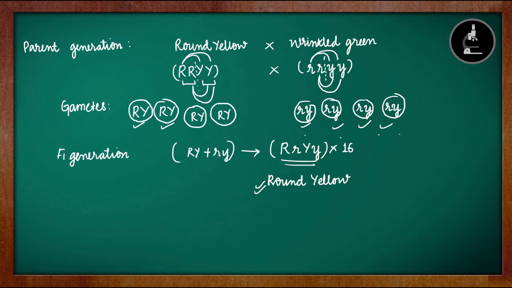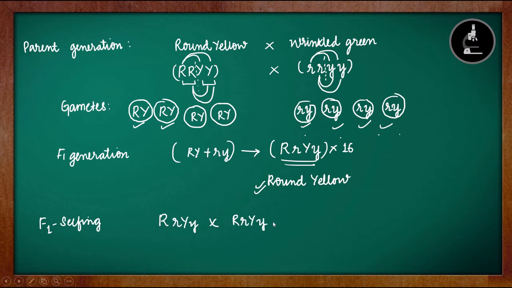Now what will happen when we self cross or perform selfing of the F1 generation? What is selfing? Selfing means crossing two plants belonging to the same generation. So if we take two F1 generation plants and cross them, we'll be calling it as F1 selfing. So what happens in F1 selfing? We'll be crossing an F1 plant with another F1 plant.